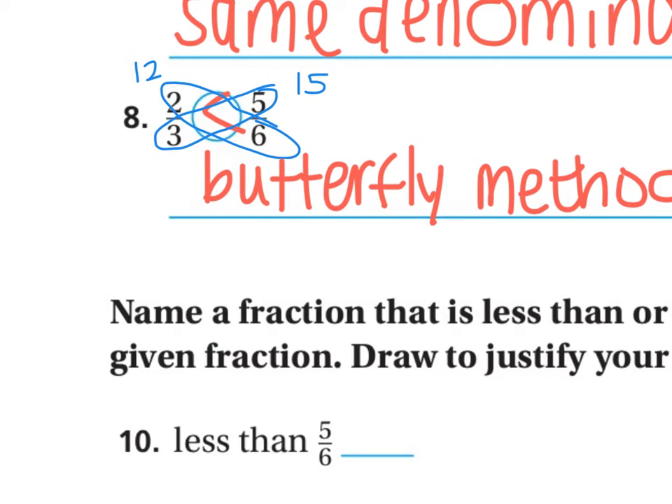You could have also used fraction tiles. You could have drawn a model as long as the wholes are the same size. So the most important piece here is that you got the less than sign. If your strategy was different, that's okay.